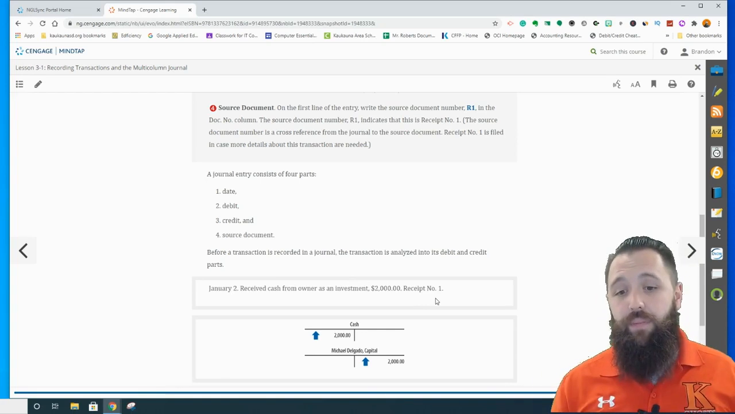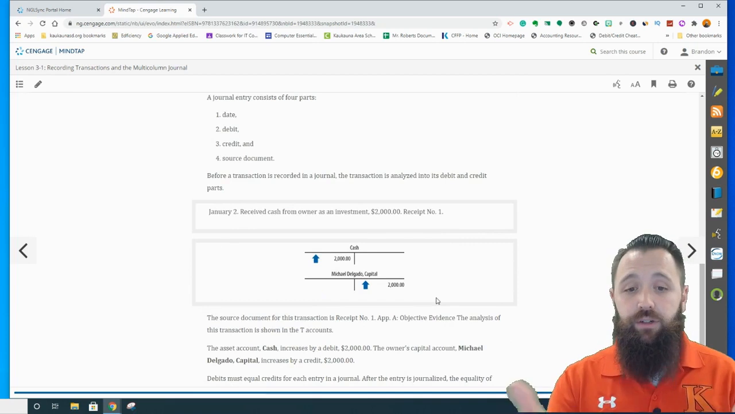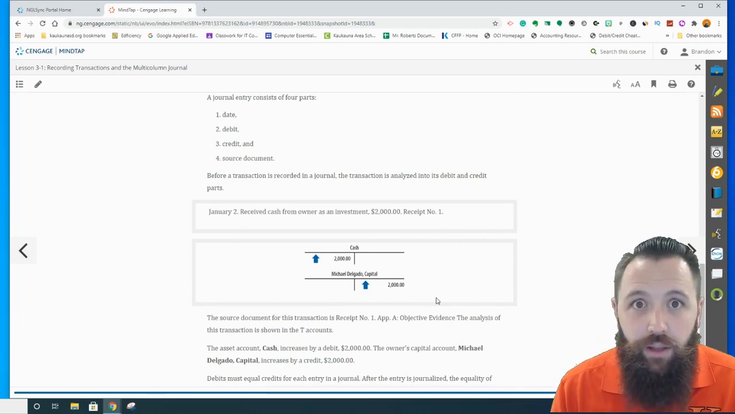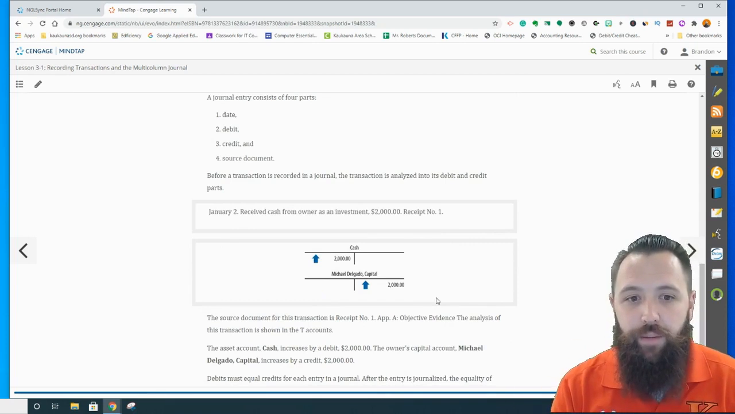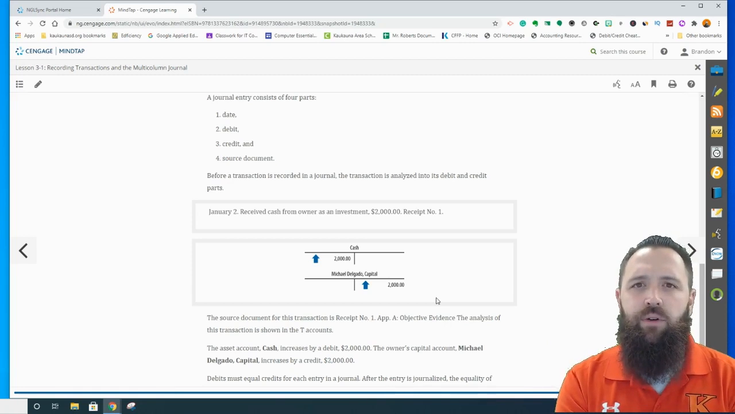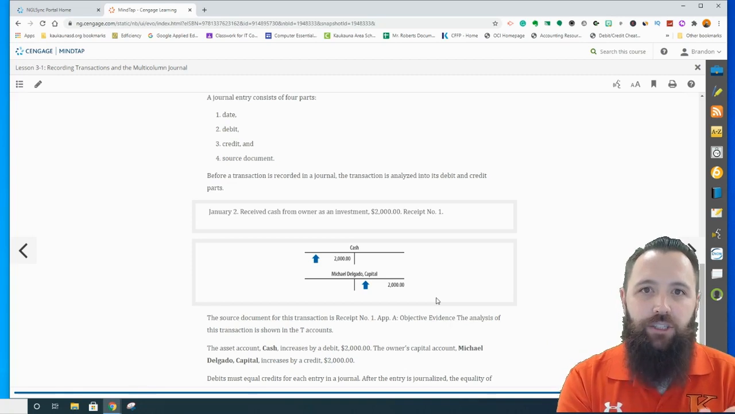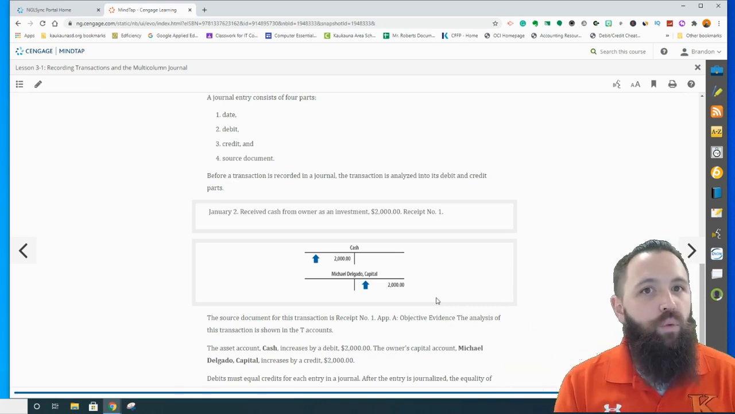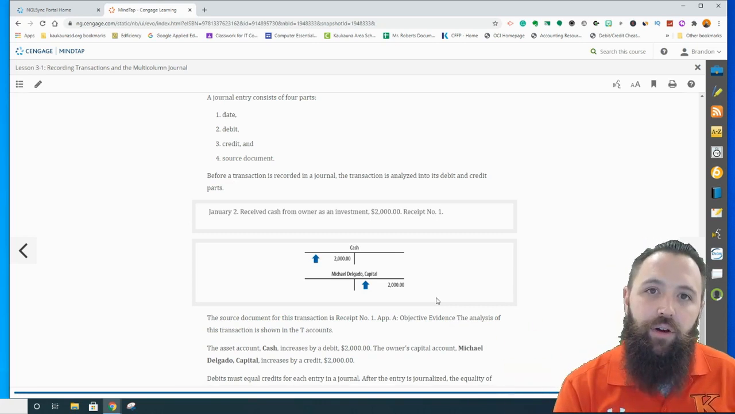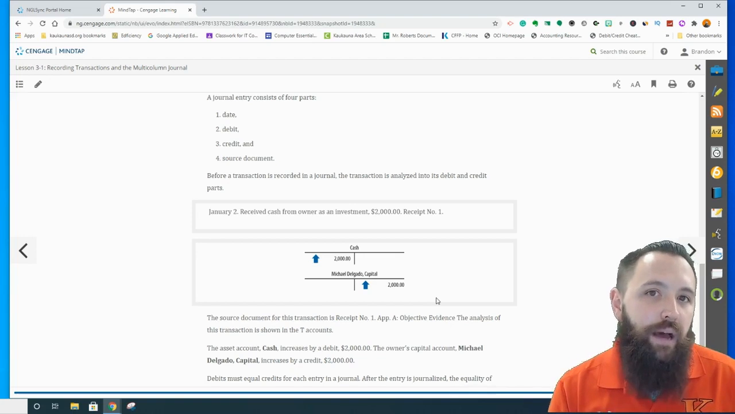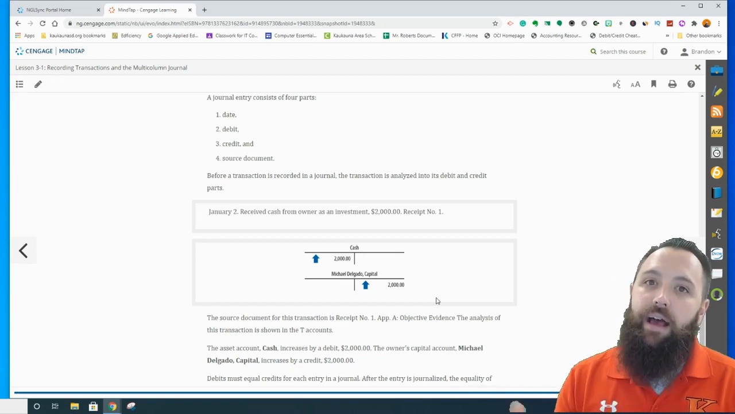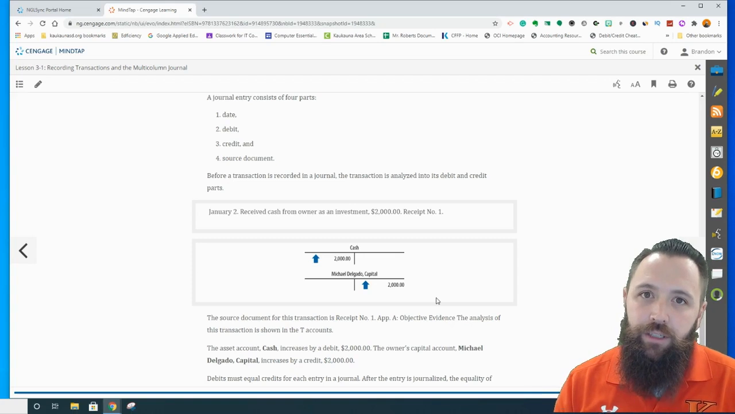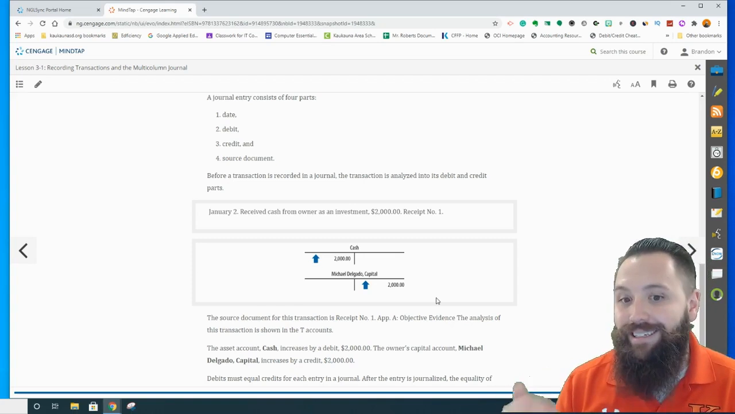So what I would suggest doing is the normal T account. The same thing that we've done before, the same thing that you did in chapter 2. Received cash from an owner as an investment. What's happening here? Well, what accounts are affected? Cash and Michael Delgado's capital. So when we look at this, does cash go up or down? Cash goes up. We debited it. It's on the left-hand side of the accounting equation. Michael Delgado's capital is also going to go up. It's an equity. It's on the right-hand side of the accounting equation. It'll go up on the right-hand side.